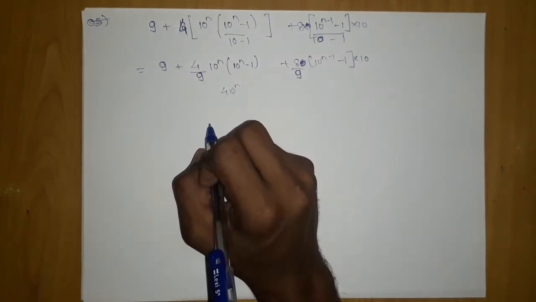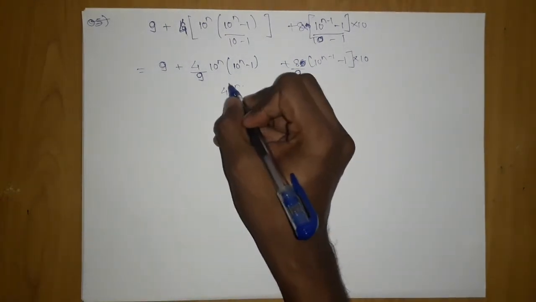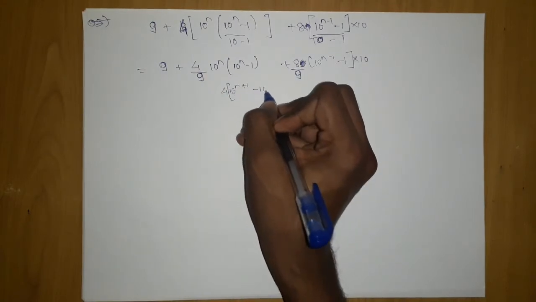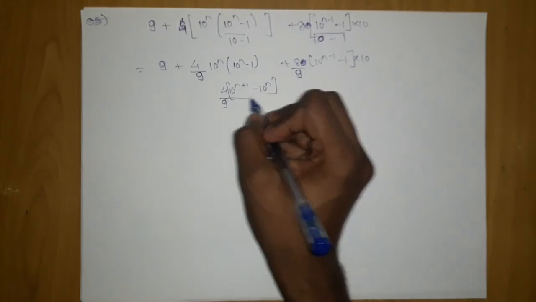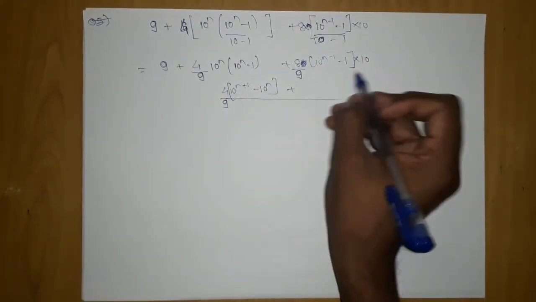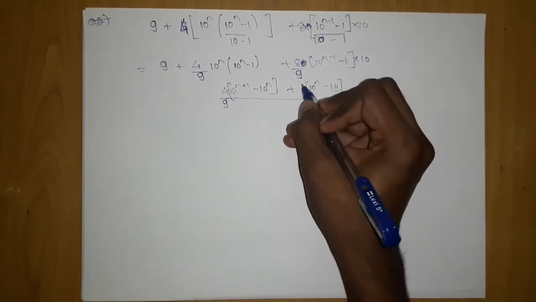So what we can do, this is n plus 1. If I move it inside, I have 4 into 10 to the power n plus 1 minus 10 power n, upon 9. 9 is common in both, this is 8. If I move it here, I have 10 power n minus 10, outside is 8. They both have 9 as a common base.